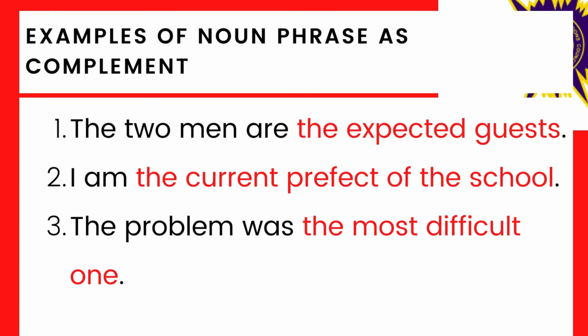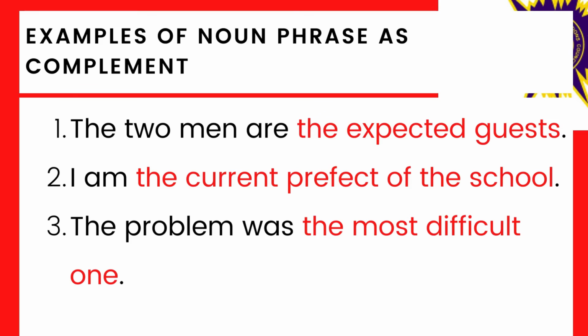It is the verb am. What type of verb is the verb am? It is a linking verb. By that alone, we should be able to conclude that that noun phrase, the current prefect of the school, is simply functioning as a complement of the verb am. But even if that is difficult, we can as well see that the current prefect of the school goes back to re-identify I, which is the subject of the sentence. By so doing, its function is simply the complement of the verb am.